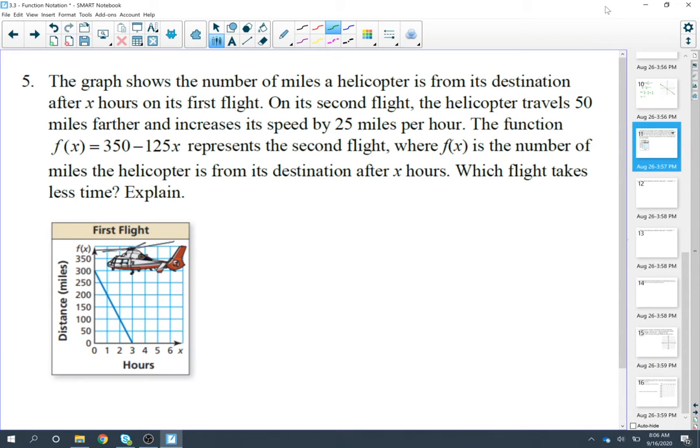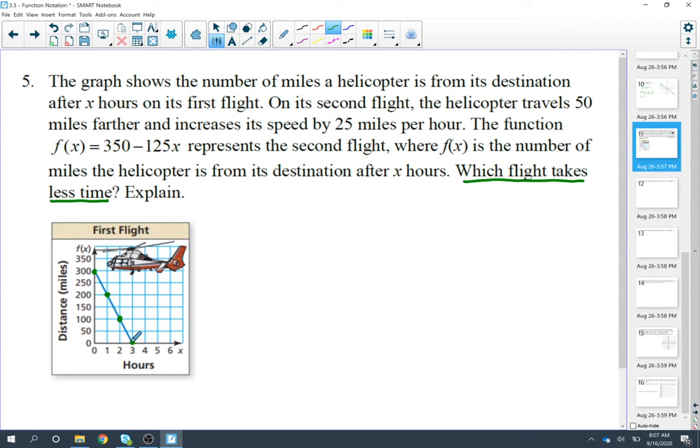Explain. So I'm going to start with the first flight because we have a graph down here, and it wants to know which flight takes less time. Well, that means to reach its destination. So if we look at our graph, this is the distance in miles to our destination. So at the moment, if we're up here, the plane is 300 miles from where it wants to go. If it's right here, now it's 200 miles from where it wants to go. If it's right here, it's 100 miles from where it wants to go. And if it's right here, it's 0 miles from where it wants to go.